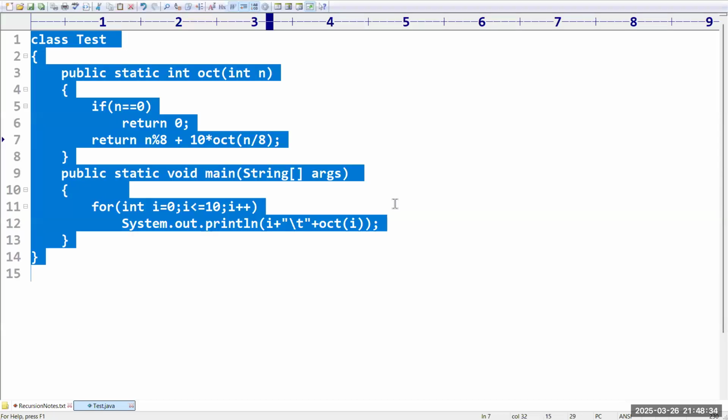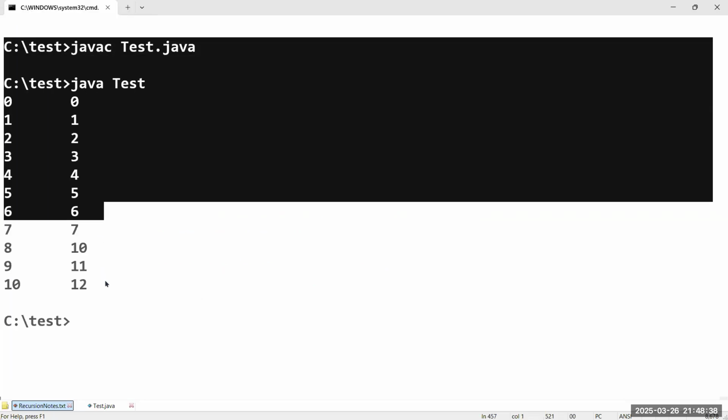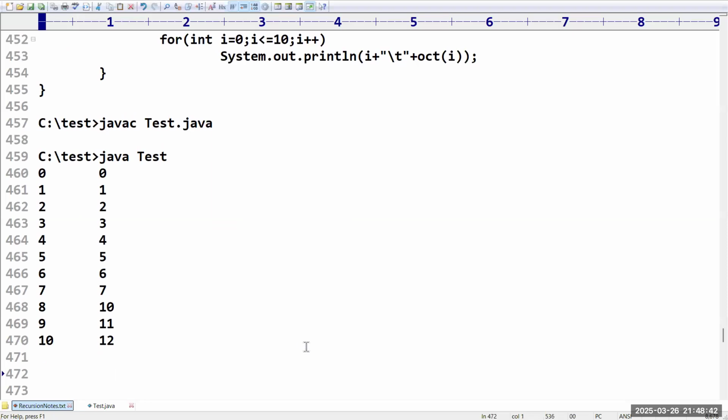Sir, is it possible to convert decimal to hexadecimal? No. Because in hexadecimal we have different notations like alphabets and all will come, right? That's why we can't do that. Okay. Clear, guys, up to this, everyone? Clear? Yes, sir. That's all, friends.